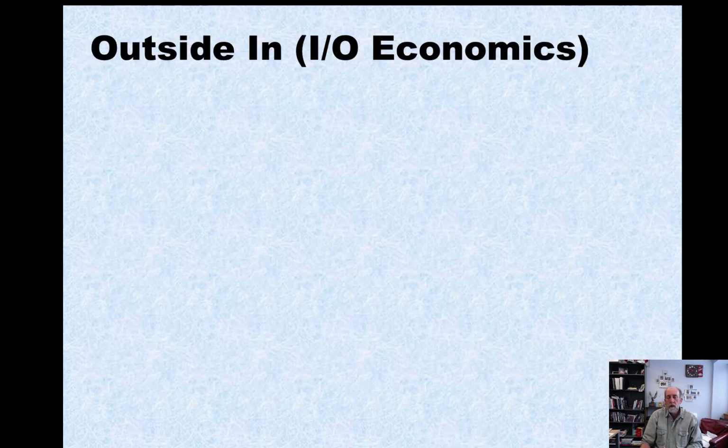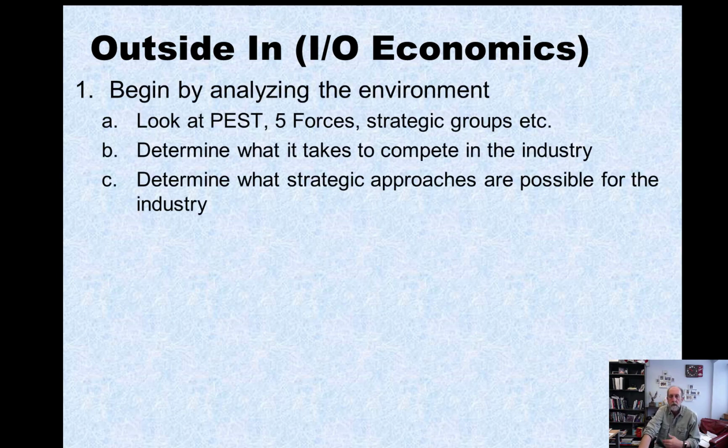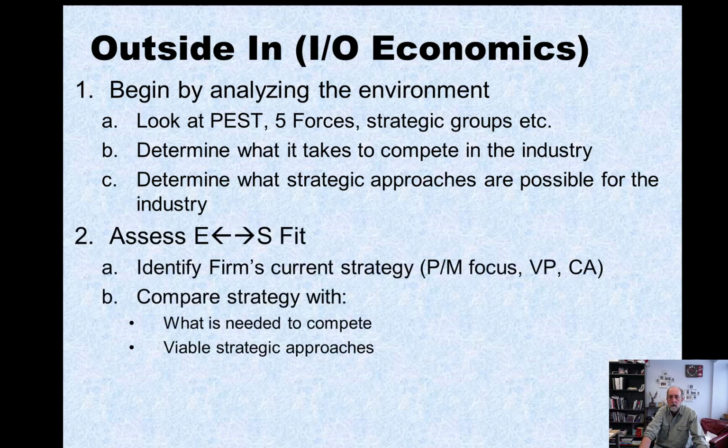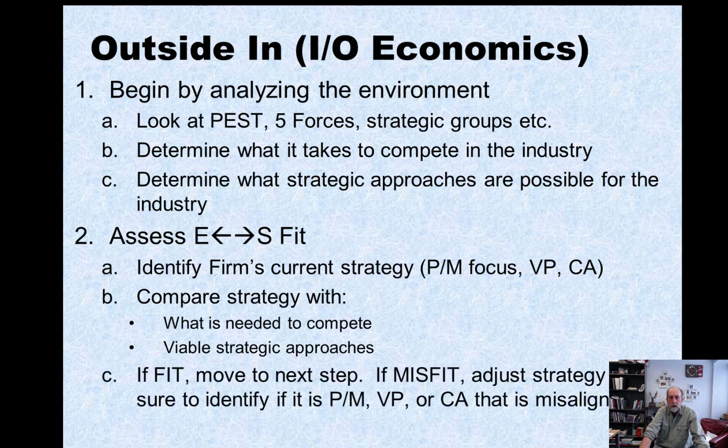If you put it in words, and I will make sure that these get posted to Blackboard, it goes something like this. Begin by analyzing the environment, past 5 forces, etc., to understand what it takes to compete in the industry and what strategic approaches might be possible. Look at the environment strategy fit. Does the strategy do what is needed to compete? Is it among the viable strategic approaches that you looked at?